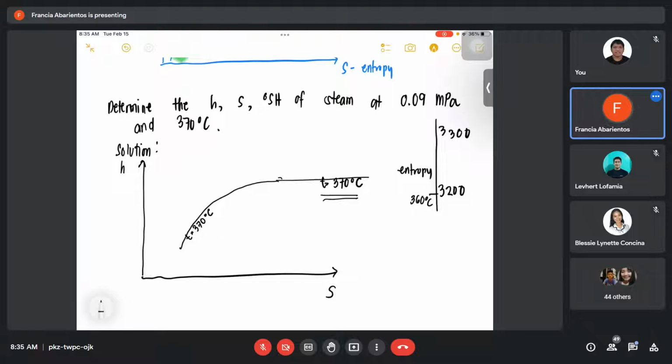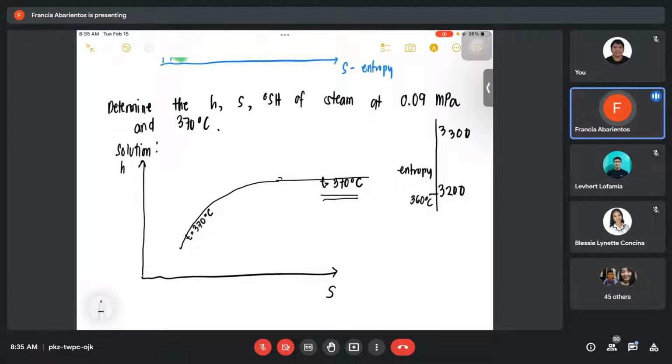Nakikinig ba, class? Yung iba? Okay, yes po. Nahanap na yung 370 sa gilid. After that, class, makikita nyo yung temperature, pababa yan. Ito class, sa baba ng 360, 350, 340.